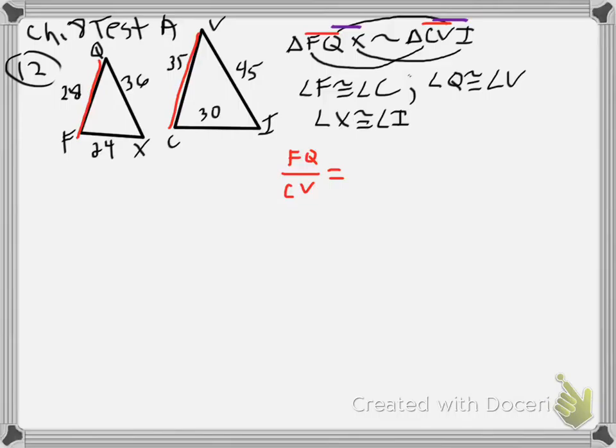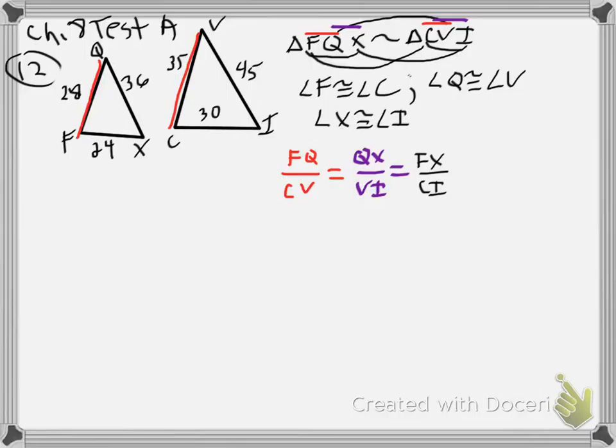So we did QX over VI, and that's supposed to be equal to, let's do it in black here, F and X is one side. It's supposed to match up first and third here, C and I. Okay, that's writing the sides in a statement of proportionality. The sides themselves are not equal, but when you make ratios out of them, they're equal.